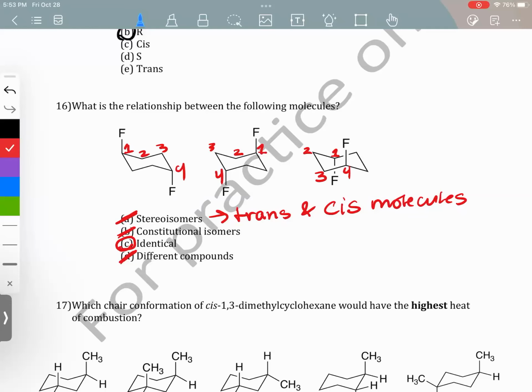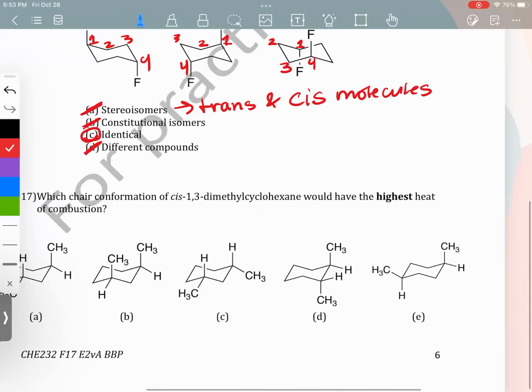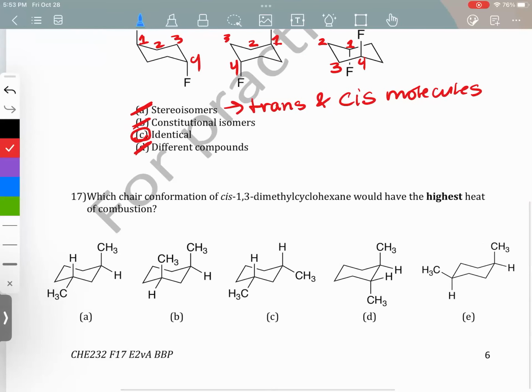Any questions? No. Let's move on to 17. Which chair conformation of cis-1,3-dimethylcyclohexane would have the highest heat of combustion? So when we're asking highest heat of combustion, we're looking for what?